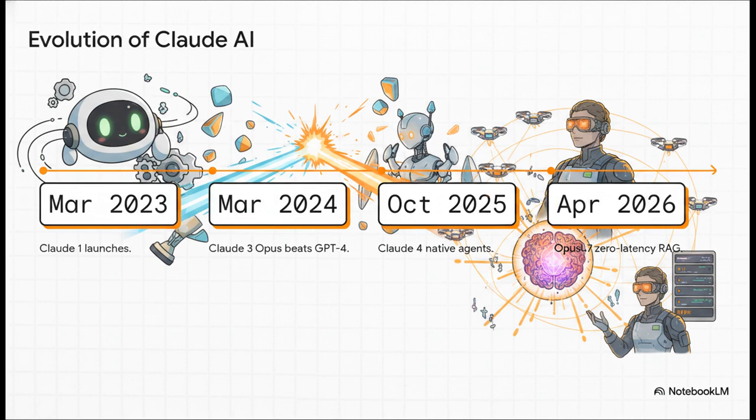And that brings us to right now, April 2026, with the launch of Claude Opus 4.7, featuring zero-latency retrieval augmented generation. You can see it's this incredibly deliberate evolution, going from a simple, safety-focused chatbot to a fully autonomous reasoning engine built specifically for engineers.